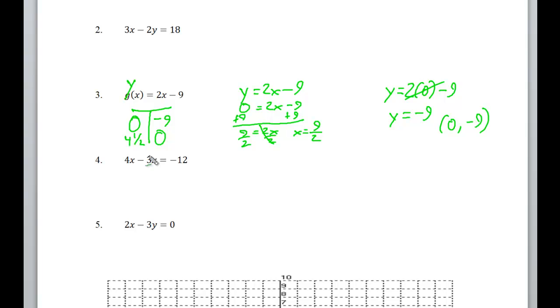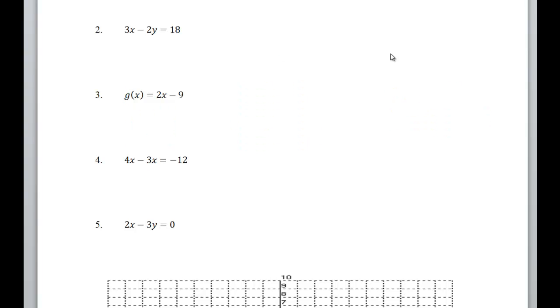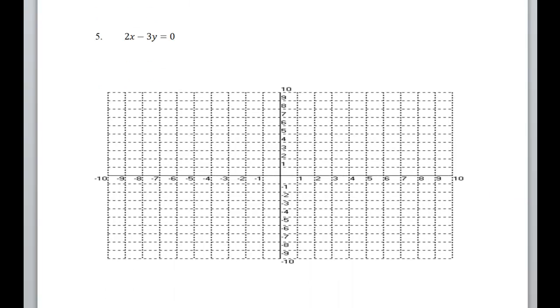Let's scroll down and plot these points, which again will erase everything. But we can then see it right here on the screen. My x-intercept is (4.5, 0), so that puts it right over here. And (0, -9) is my other point. So I'm going to draw my line like so.